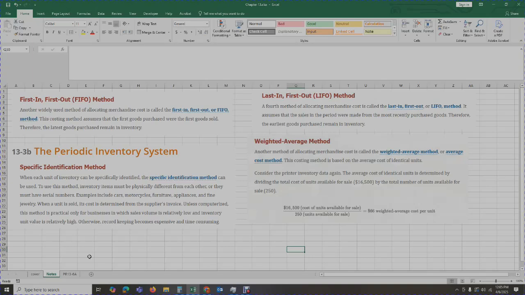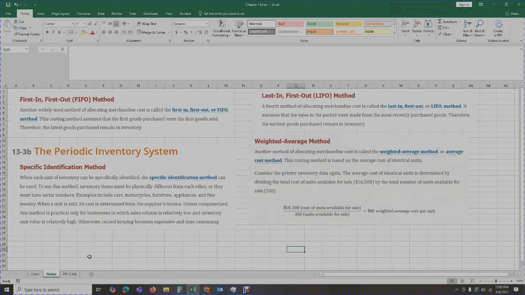Okay. LIFO is the opposite. This is last in, first out. This is the 4th of the allocation methods covered in the chapter. It assumes that the sales in the period were made from the most recently purchased goods. Therefore, the earliest goods purchased remain in inventory. So last in, first out basically tells you that you're going to sell your newest inventory and you're going to keep your oldest inventory. The last ones in are the first ones out. You sell the new, you keep the old.